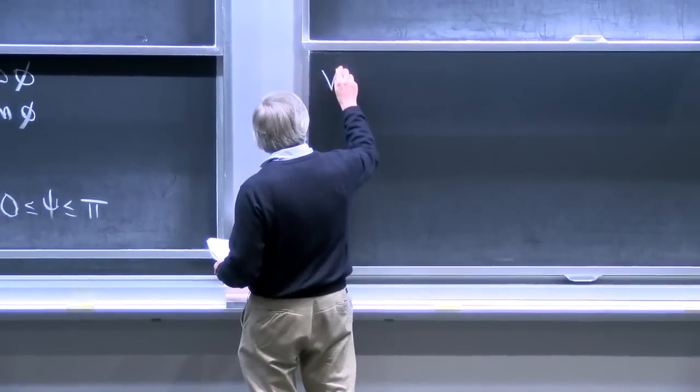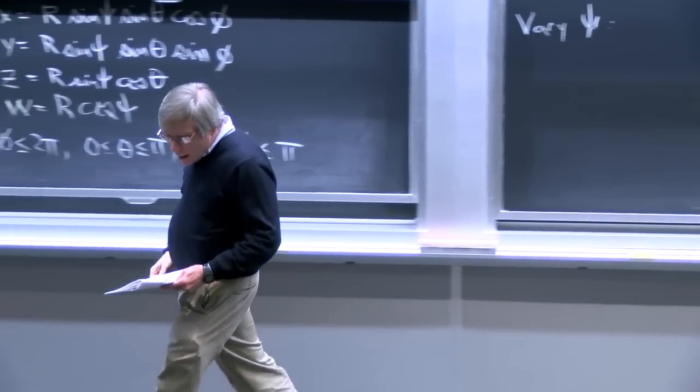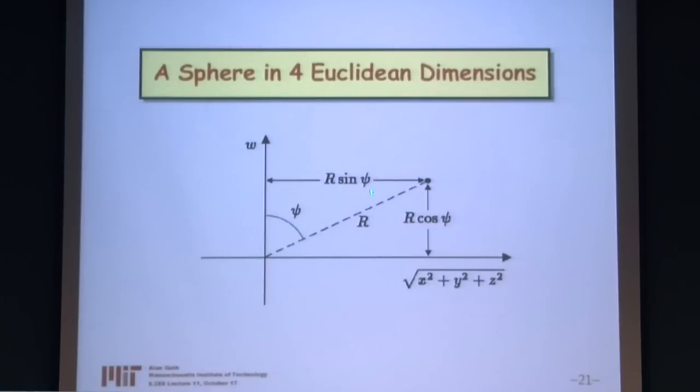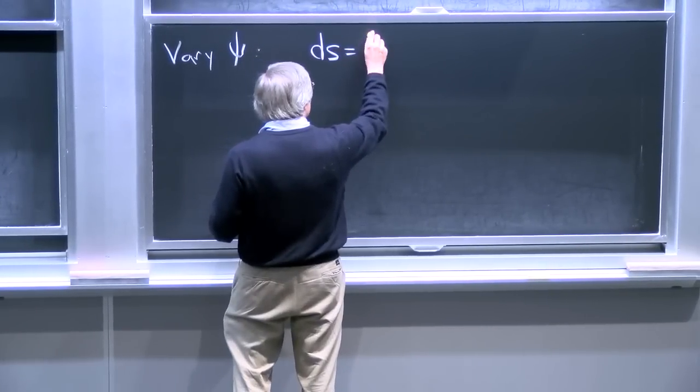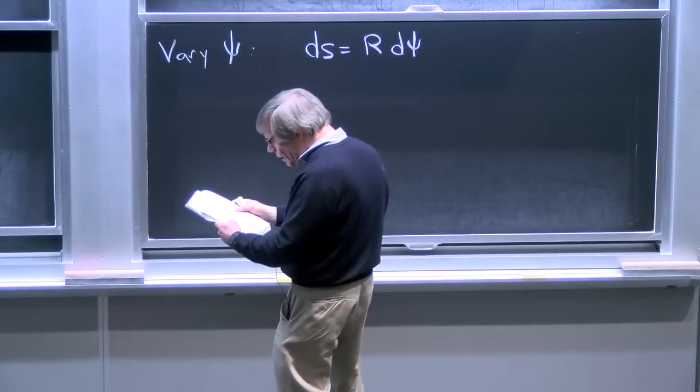So I'm going to start by varying psi, the new coordinate. And there, things are very simple, because our new coordinate is just defined as the angle from an axis. So if we vary psi, the point in question just makes a circle around the origin. And the circle has radius capital R. So the variation, if I vary psi, is just r times d psi. So ds is equal to r times d psi. What could be simpler?